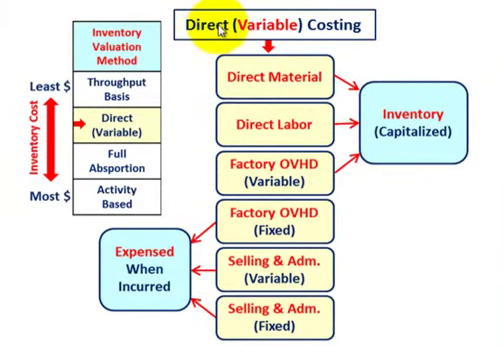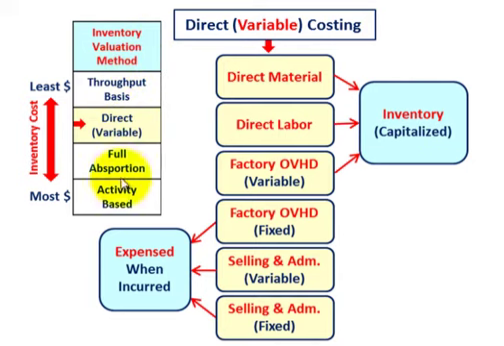What we're going to be going over here is direct variable costing. I'm using these terms interchangeably. Some may call it direct costing, others may refer to it as variable costing. It's one of the inventory valuation methods we use here in cost accounting to value our inventory.